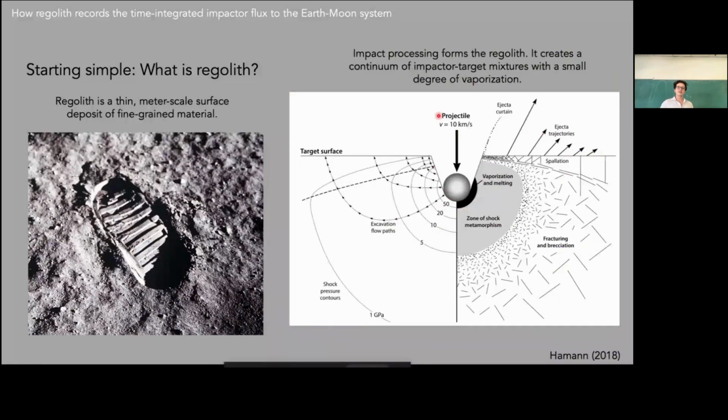And what I want to convey here is the fact that the regolith forms from the process of impact processing. And what this idea of impact processing does is that it creates a continuum of impactor-target mixtures with some small degree of vaporization that occurs during the impact process itself. So this is an idealized cross section of how we think about the impact process. And really what I'm trying to convey here is that during any one impact process, we're forming a continuum of mixtures, and some of those mixtures are fractionated by the process of vaporization or physical fractionation of the different materials.